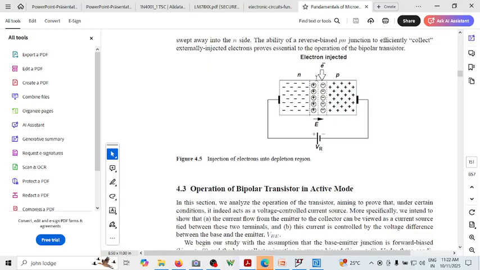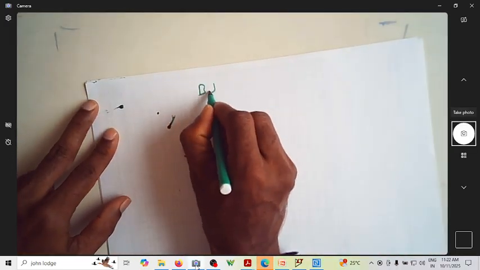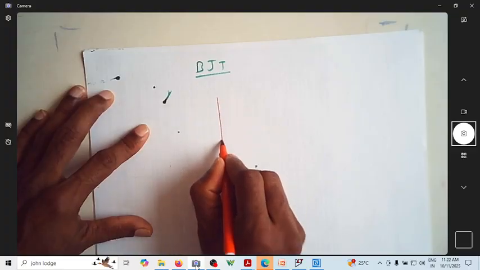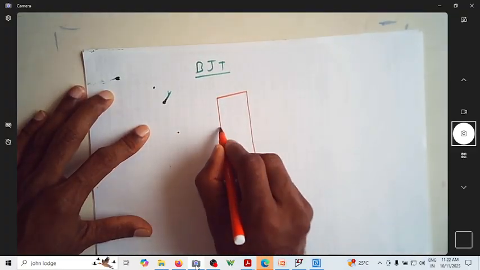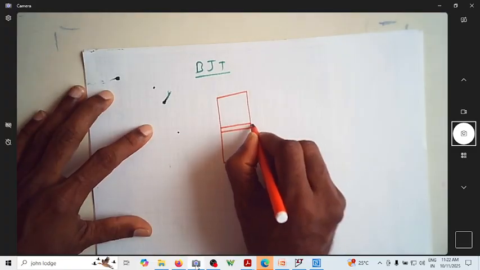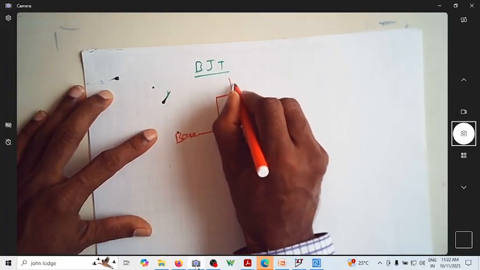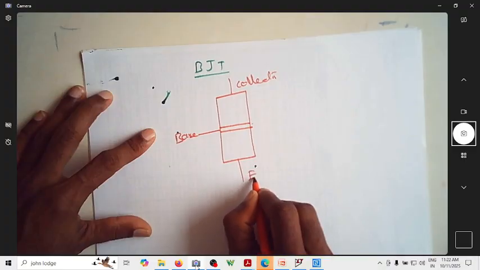Before we actually try to understand this, let us focus on what a BJT is. We know that a BJT is nothing but a bipolar junction transistor. We are going to have a structure like this. It will have a very thin layer, this is the base, and you are going to have the collector, and this is the emitter.